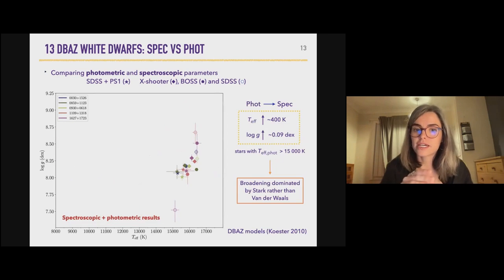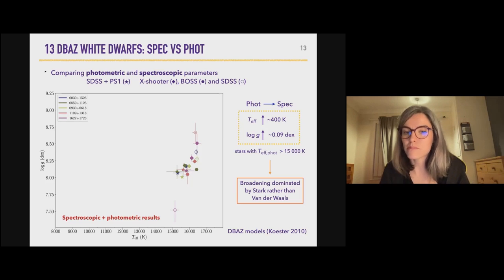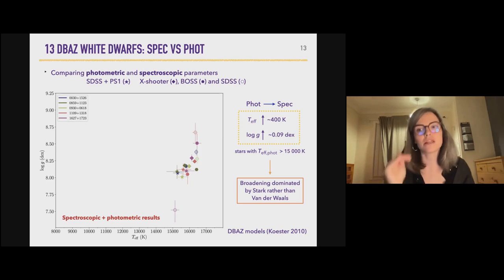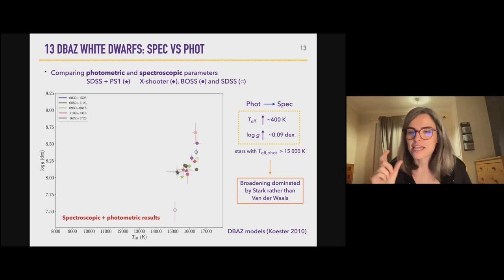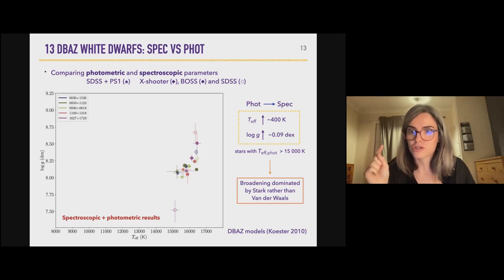But if we just take a subsample, let's say those stars with effective temperatures retrieved from photometry higher than 15,000 kelvins, we see how this discrepancy between the spectroscopic and photometric results is considerably decreased. Why this cut? Because we know that there are still issues with the implementation of the van der Waals and resonant broadening mechanisms, which dominate below 15,000 kelvins. And this can cause a not so reliable or a bit dubious shape of the absorption lines.